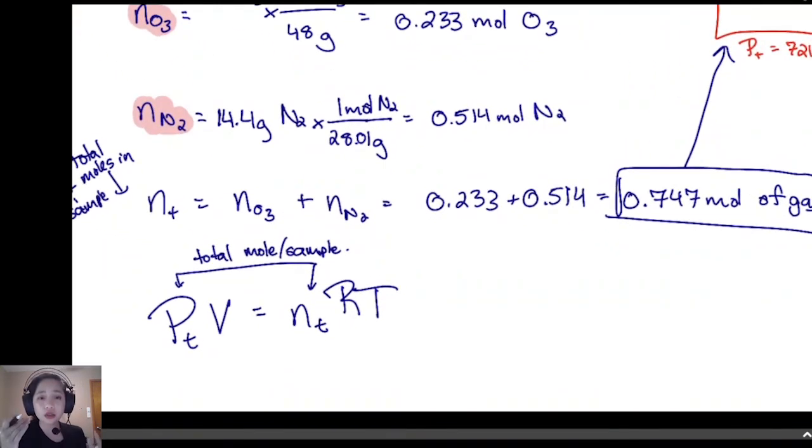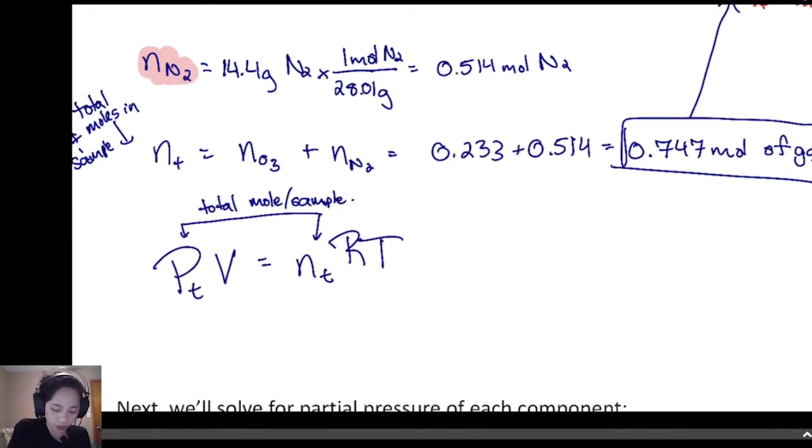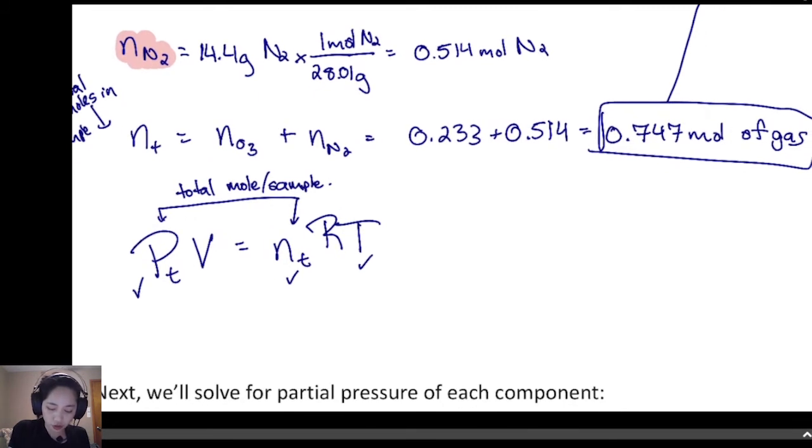So because both components, ozone and diatomic nitrogen, take up the entire container, and that is what constitutes the total pressure, we can calculate the volume of the container because we know the total pressure of the entire sample. So we know P total, we know N total because we just calculated it, and we know temperature. So we're solving for V here. So V equals nRT over pressure total.